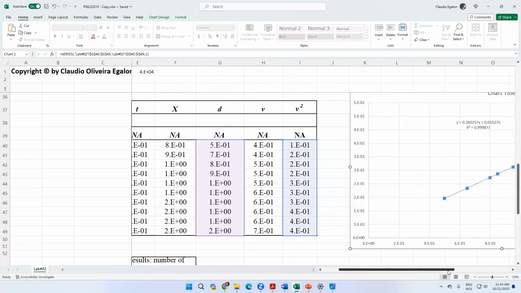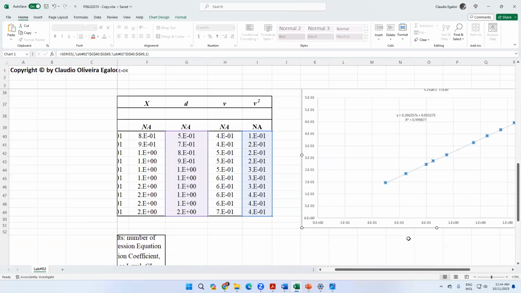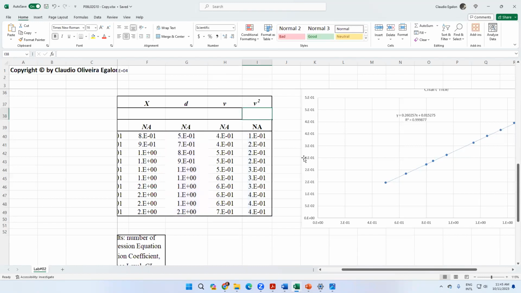So do I just need to use D and V squared? Yeah, and which one is d? Which one is v squared? V squared is the Y and X is the D. Yeah, that's right. And now you go ahead and you put the axis title, right? The title of the axis. Do you remember how to do that? Yeah. Okay. And don't forget to put the units there too, right? The units in the graph.